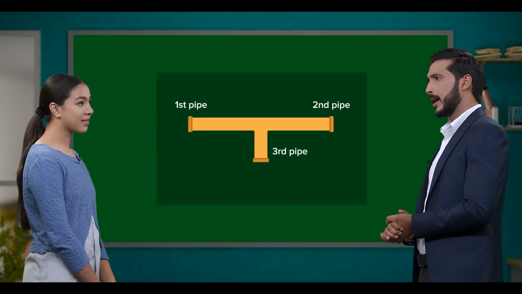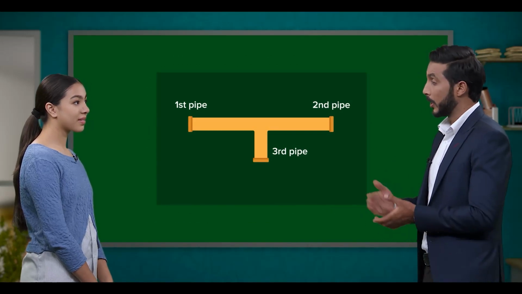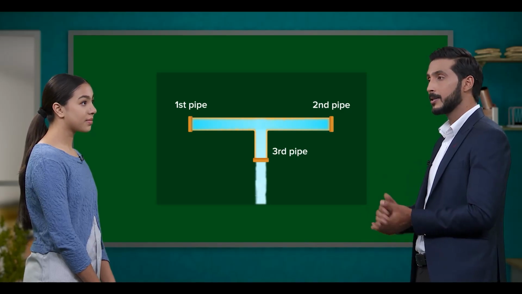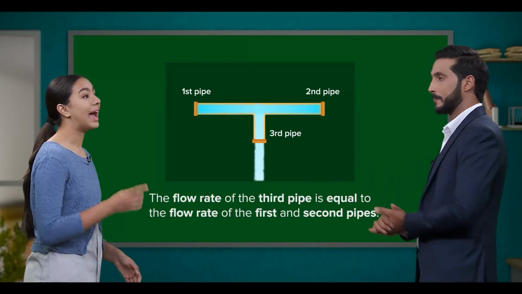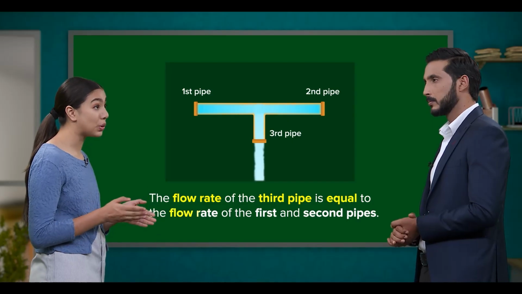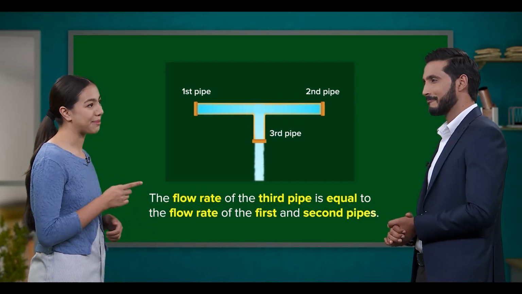You can take a simple analogy of 3 pipes, where 2 pipes are carrying water to the junction, while the third pipe is taking water away from it. And the flow rate of the third pipe should be equal to the sum of flow rate of the first and second pipe. Exactly. Wow, that was a beautiful analogy, teacher. It clarifies the concept very well.